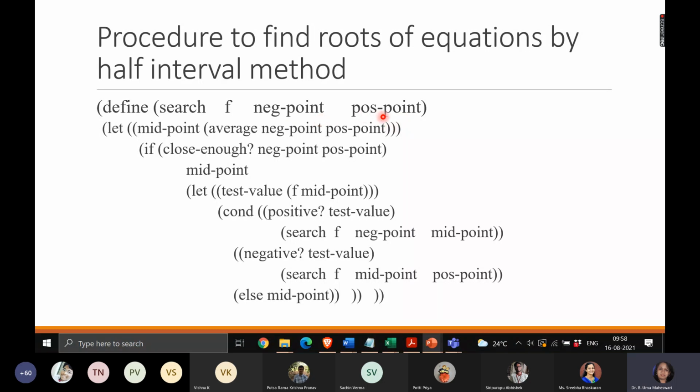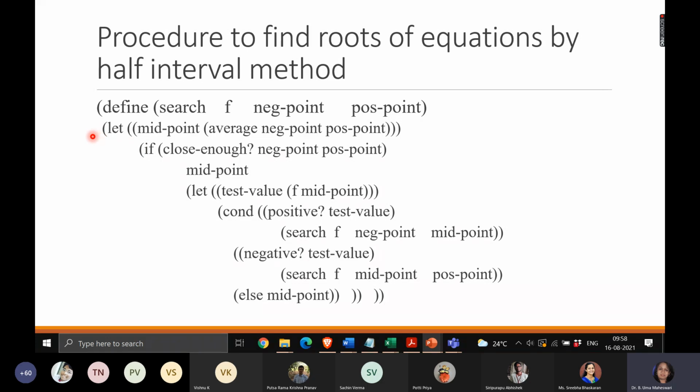So I want to find a root between -1 to 0, or with some interval. So now, there are 3 arguments. One is the function for which you want to find out the root. The other 2 are the lower limit and upper limit. Okay, so now we are just imitating our algorithm.